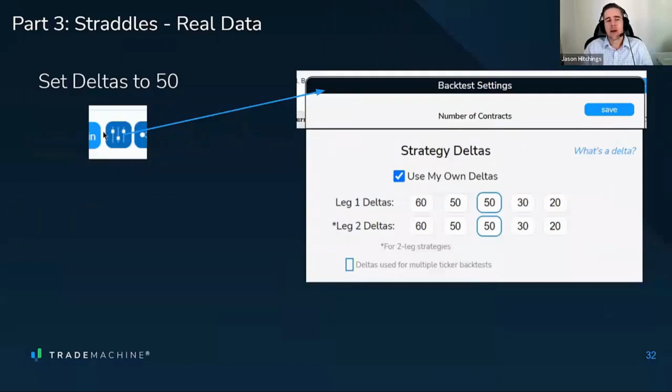Additionally, I'm going to double check my deltas. If you click the little settings gear on the top right, it's going to open this backtest settings window. And if you're testing multiple tickers, then it's the center delta that is going to determine the deltas in your position. So the first leg is going to be the top of these two, and the second leg is going to be the bottom. So this will be the call delta, and this will be the put delta in the straddle.